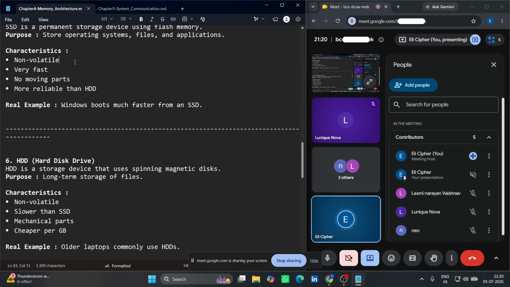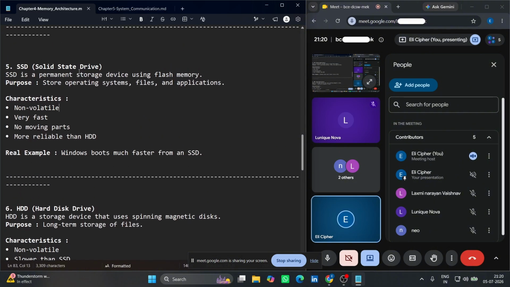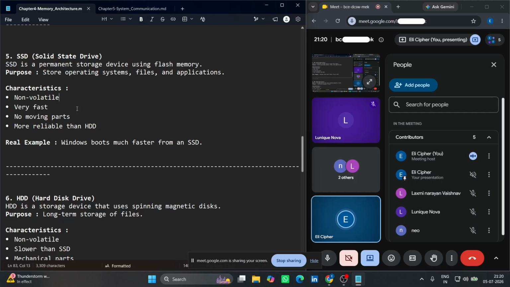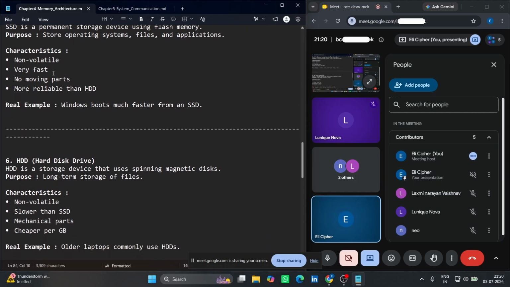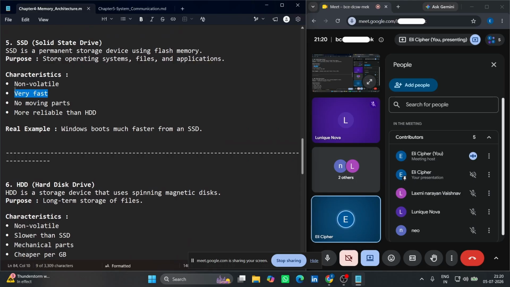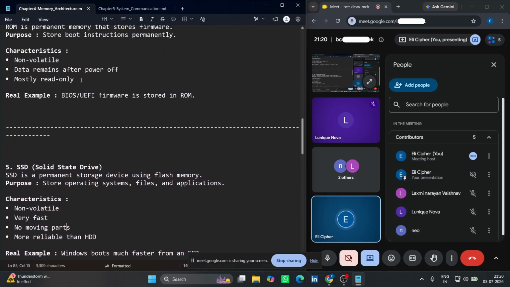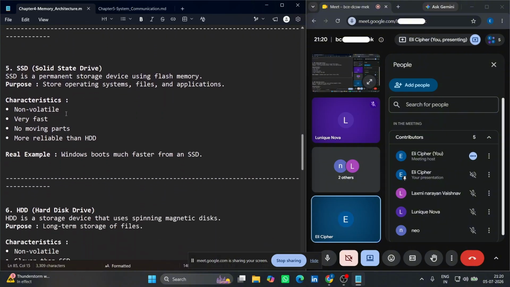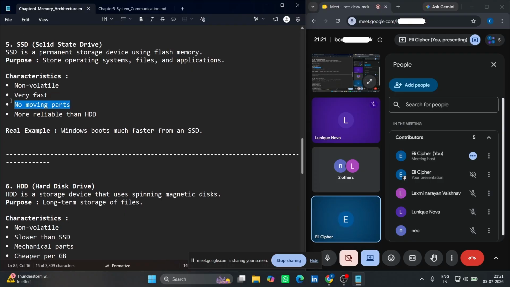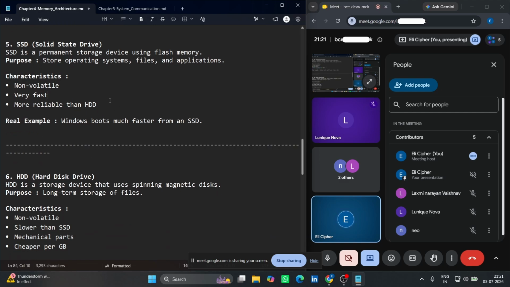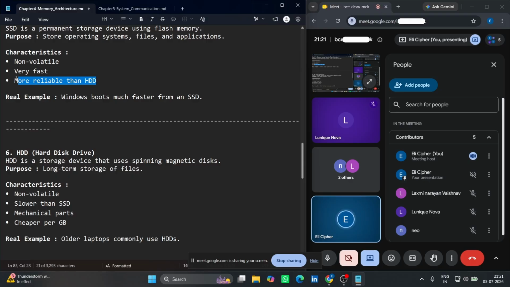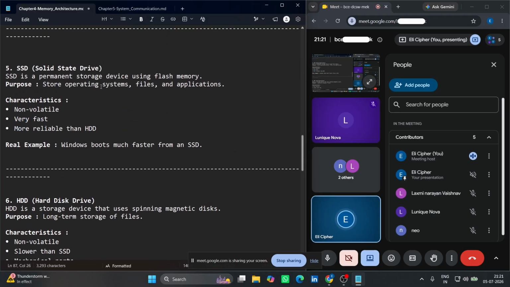It is non-volatile, means if we close this memory, or in any case this SSD shuts down, its data will not be erased. It is very fast, but as compared to the upper ones, it is slower, right? It has no moving parts, so it is more reliable than HDD, hard disk drive, right?